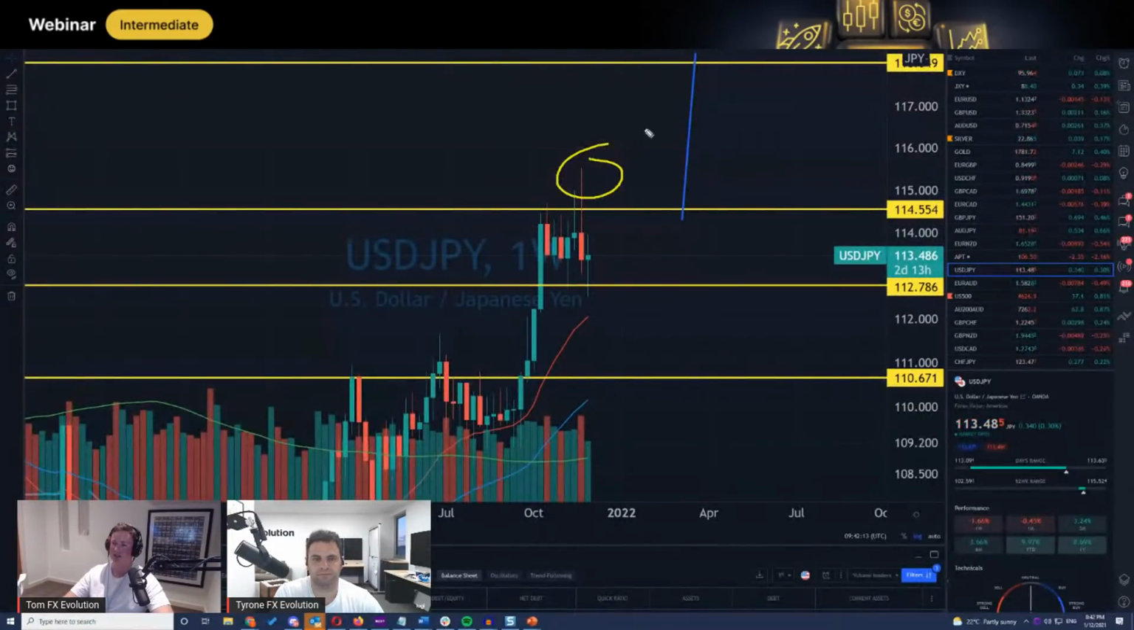Very nasty. That's a nasty false breakout. You could tell there's wick rejections all over the place. It's gone for a run. It's failed. It's then come back down, and now it's coming back up again.